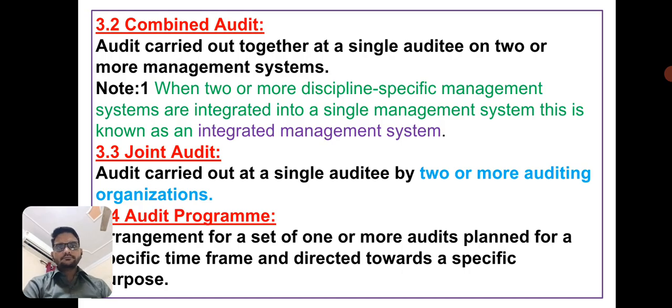Next is joint audit. Audit carried out at a single auditee by two or more auditing organizations. Joint means one audit conducted by one organization and another audit conducted by another organization, both jointly governed by the single auditee. That is joint audit. Next, audit program. Audit program is the arrangement for a set of one or more audit plans for a specific time period and directed towards a specific purpose.